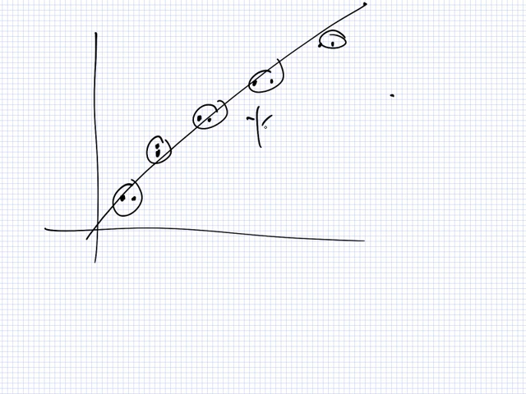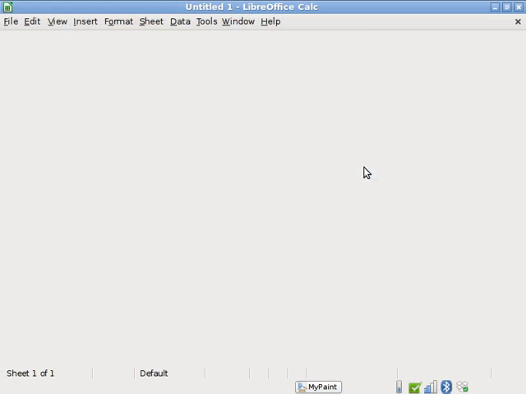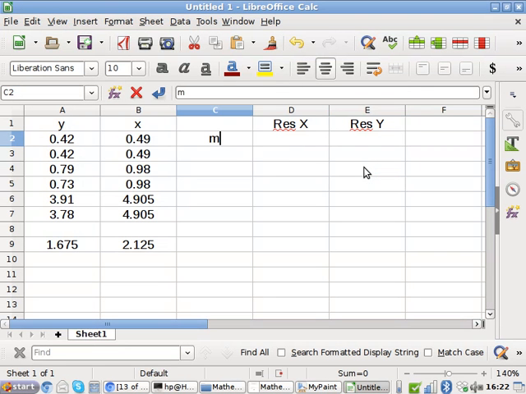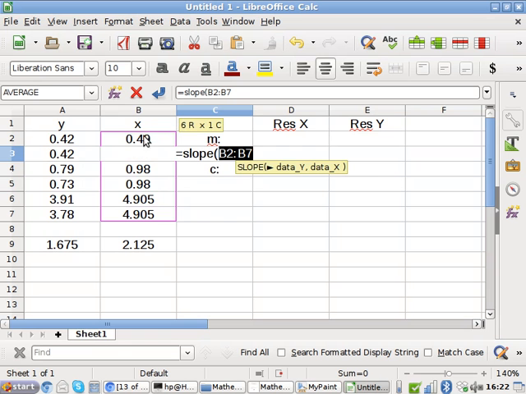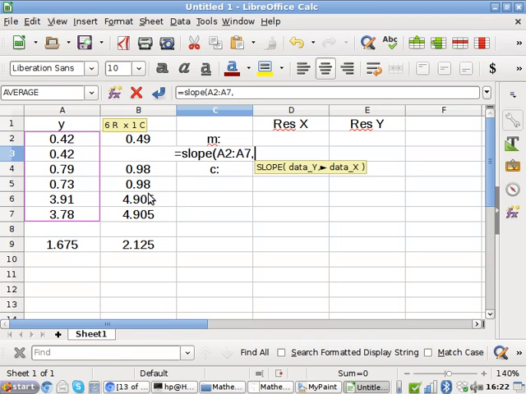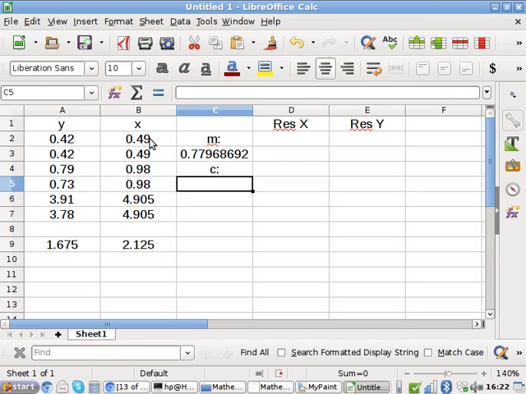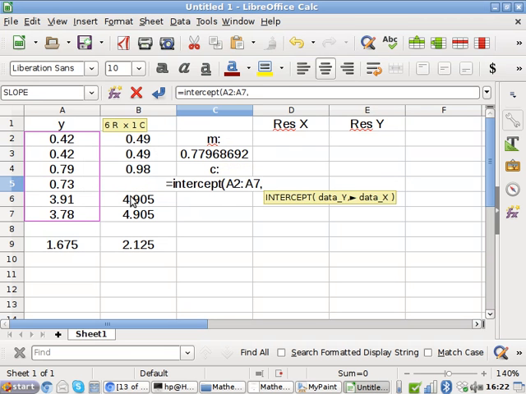This y equals mx plus c. You want the m and you want the c. Good news, Excel can calculate m and c for you. The formula for m is slope, and it needs the y's, comma, and then it needs the x's. And to get the c, that's called intercept. And again, it needs the y's, comma, and then the x's.